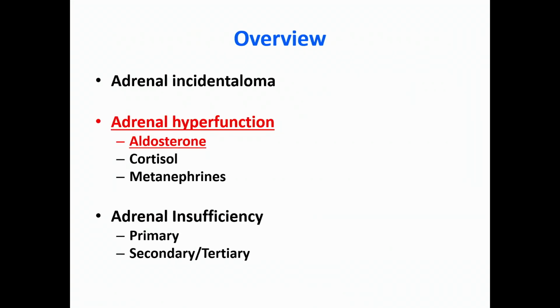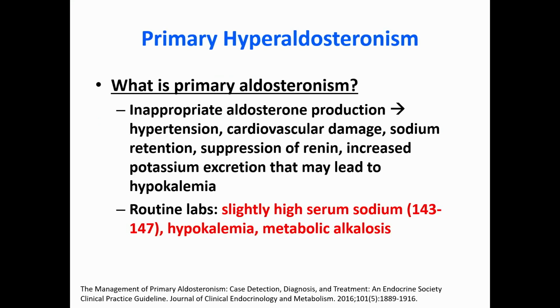Then for the second part of my talk, I wanted to talk about adrenal hyperfunction and break it into the three main hormones: aldosterone, cortisol, and metanephrines. So first, primary hyperaldosteronism. Primary hyperaldosteronism is characterized by inappropriate cortical aldosterone production, and it can lead to hypertension, cardiovascular damage, sodium retention, decreased renin, and increased potassium excretion, and possibly hypokalemia, low potassium.